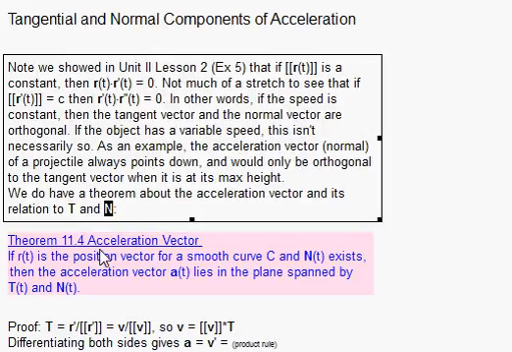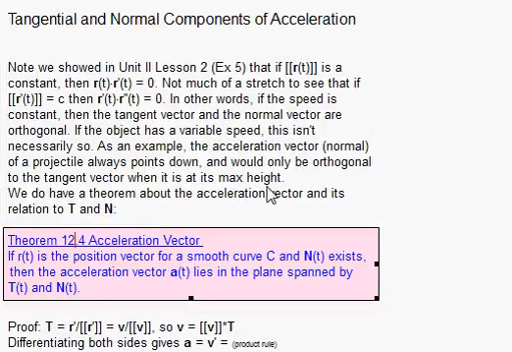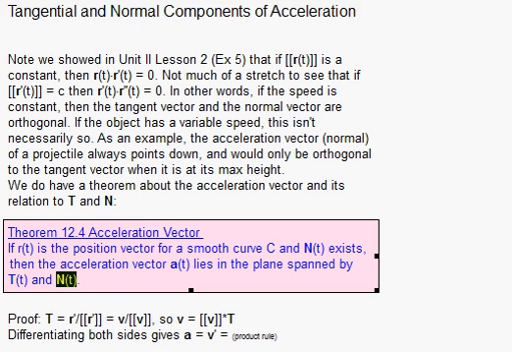Well, okay. We will look now into the theorem. Theorem 11.4, it's about the acceleration vector. Actually, I guess we're in chapter 12. So the acceleration vector: if r of t is a position vector for a smooth curve C, and a normal vector exists, of course that means there's got to be two derivatives, then the acceleration vector a of t lies in the plane spanned by the unit tangent vector T and the unit normal vector N. Now, how on earth would that be provable?